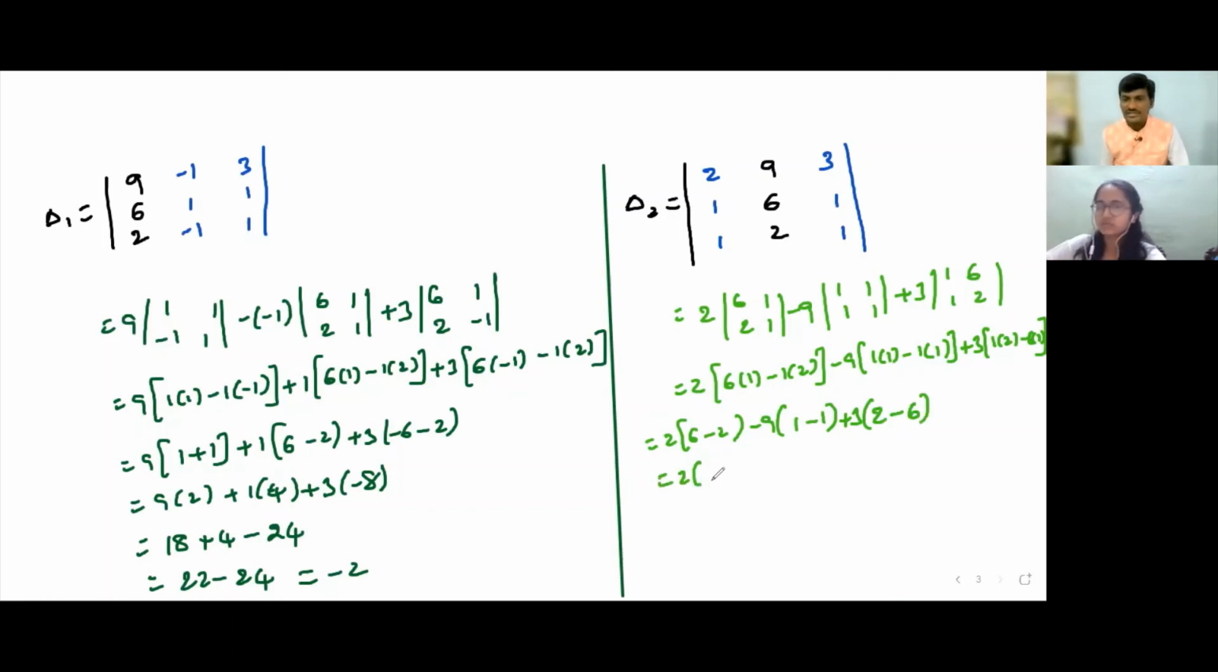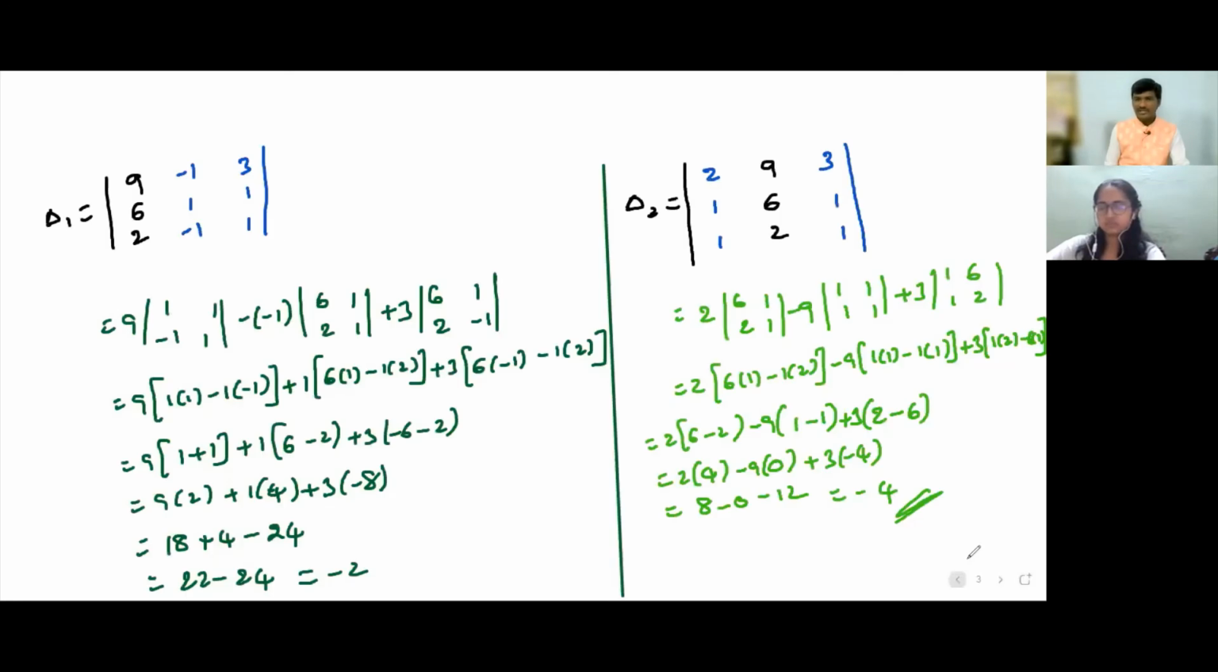So this is 2 into (6 minus 2 is 4), minus 9 into (1 minus 1 is 0), plus 3 into (2 minus 6 is minus 4). 2 fours are 8, and this is 0 only. Minus 3 fours are 12, and 8 minus 12 is minus 4. The value of delta 2 is minus 4.